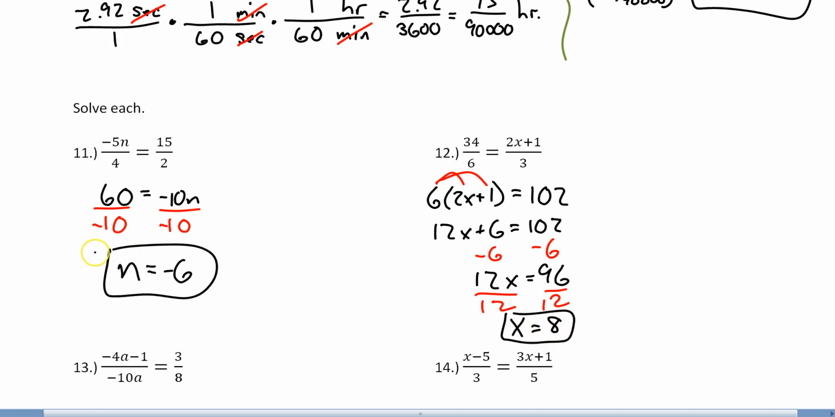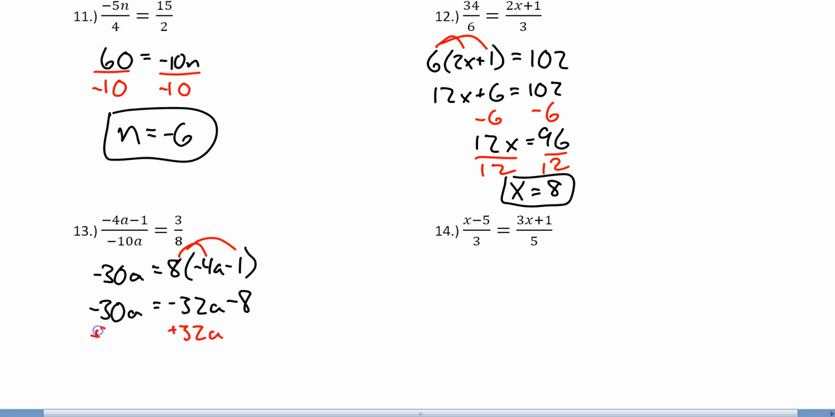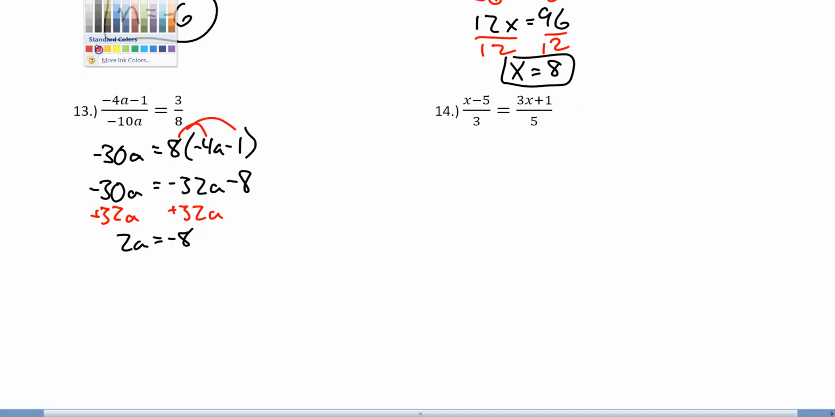Okay? The next one, again, same kind of thing. I'm going to cross-multiply. So I cross-multiply 3 times the negative 10a is going to give me a negative 30a over here. And again, I would show this step 8 times the negative 4a minus 1. And now do my distributive property. Students tend to make a lot of mistakes when they try to do the distributive property right away. Lots of sign errors occur that way. 30a. Now, over here I'm going to get a negative 32a minus 8. And then from here, I'm going to add the 32a to each side. I got to get my variables on the same side. So I end up with a 2a equals a negative 8. And now from here, I just have to divide each side by that 2.